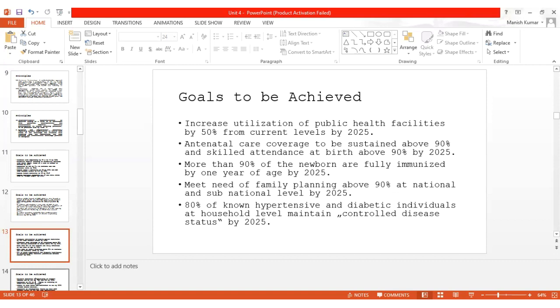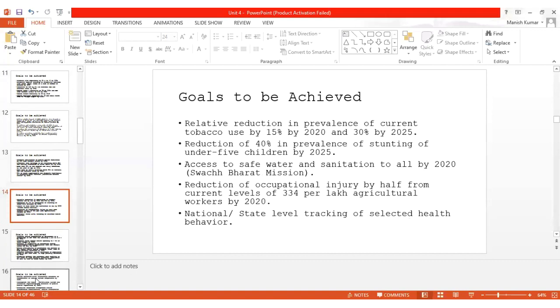80% of non-hypertensive and diabetic individuals at household maintain controlled disease status by 2025. Again, NCD is not very much focused, so this is something which we should try hard to achieve. A relative reduction in prevalence of current tobacco use by 50%. Again, this is not in our priority, irrespective of increasing tax or so. The percentage of people using tobacco is towards the higher end in India.